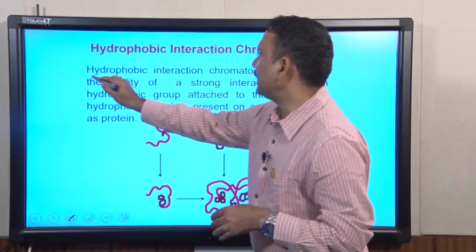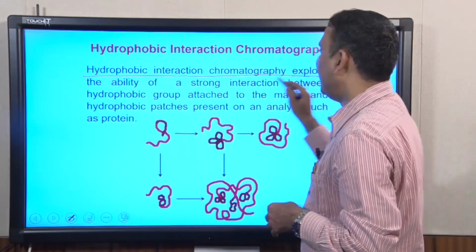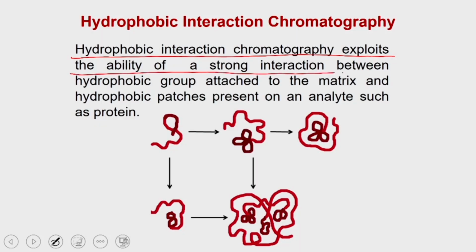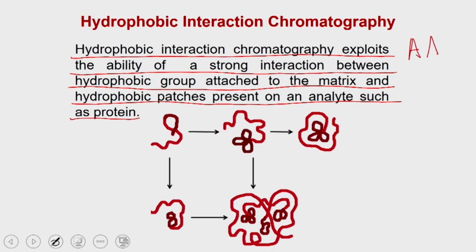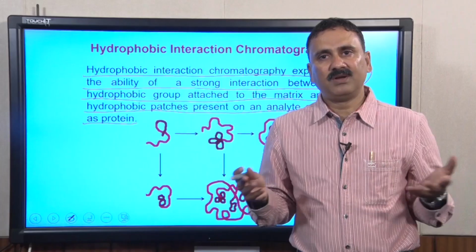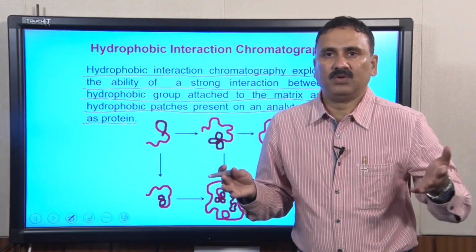So, hydrophobic interaction chromatography exploits the strong interaction between hydrophobic groups attached to the matrix and the hydrophobic patches present on analytes such as proteins. As we discussed in the past, a protein is made up of amino acids, and these amino acids are of diversified nature. They could be positively charged amino acids, negatively charged amino acids, non-polar amino acids, polar amino acids, and hydrophobic amino acids.